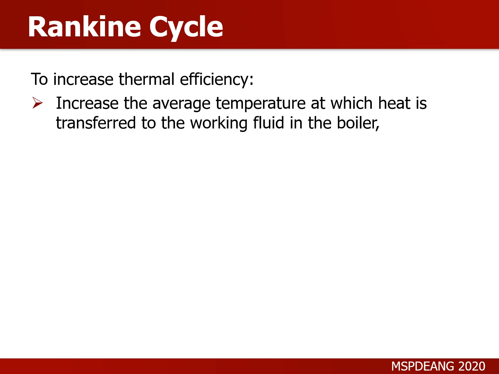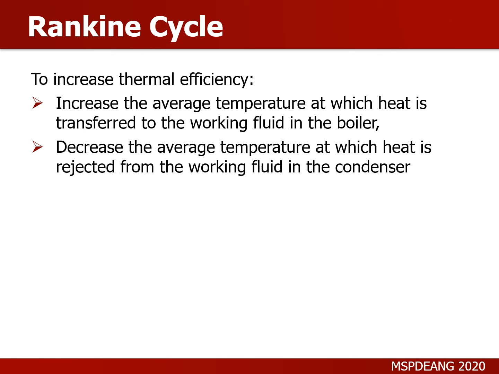Now, how do we further increase the thermal efficiency of our Rankine cycle? We can still base this on the principles of our Carnot cycle. To increase the thermal efficiency, you can either increase the temperature of your heat addition step, that is, increase the temperature at which heat is transferred to the working fluid in the boiler, or you can decrease the temperature of your heat rejection step, which is in our condenser. And there are other ways to achieve this by manipulating process variables in our ideal Rankine cycle.